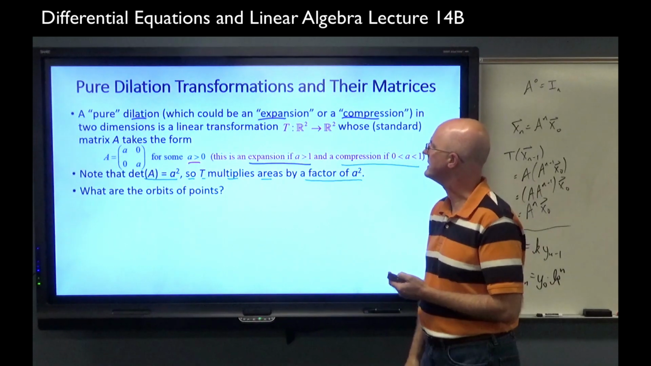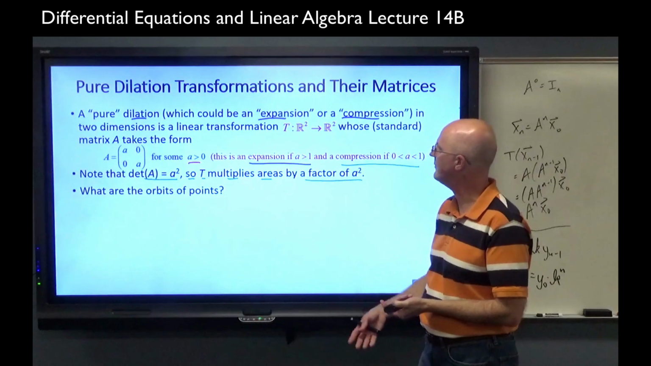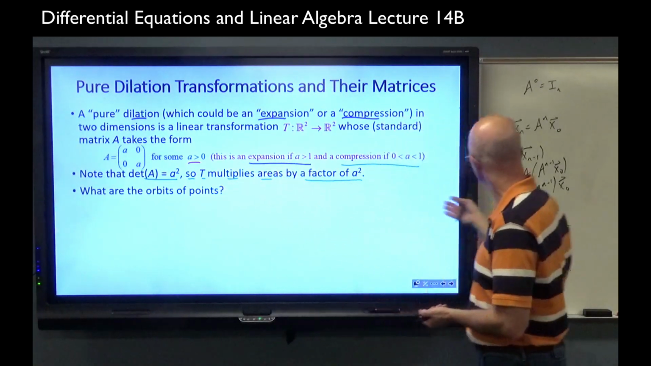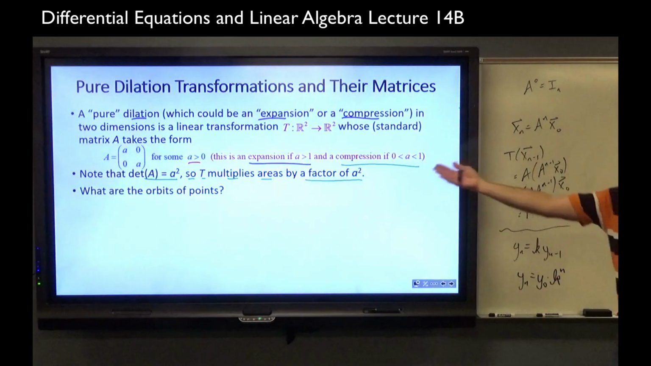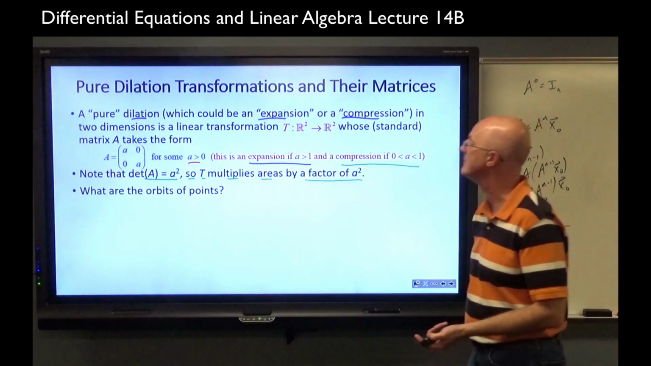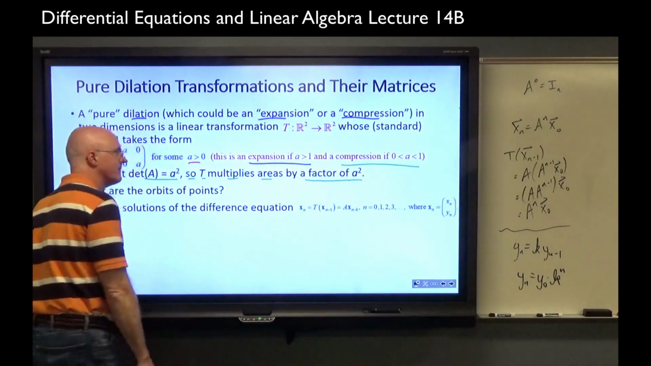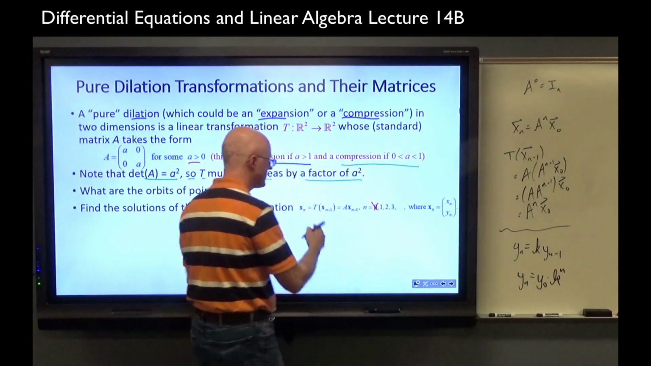What are the orbits of points? What happens when you iterate the function T, when you keep multiplying by capital A, when you raise A to the nth power? All this stuff still holds. This is general thinking here. We're just talking about an example here. Find the solutions. Once again, typo. I should not start at 0 with this notation here.